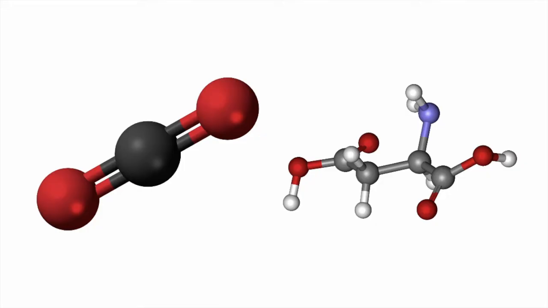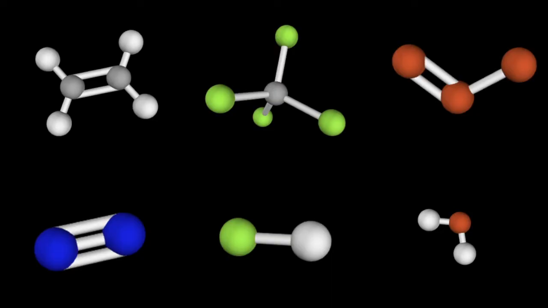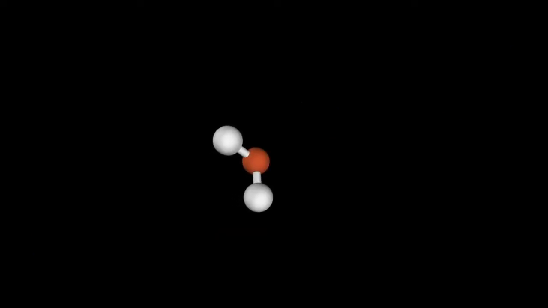Another type of model is the ball and stick model. Ball and stick models are 3-dimensional models where atoms are represented by spheres of different colors. Bonds are represented by sticks between the spheres. Different atoms are usually associated with different colors. For example, hydrogen is typically white, and oxygen is typically red.